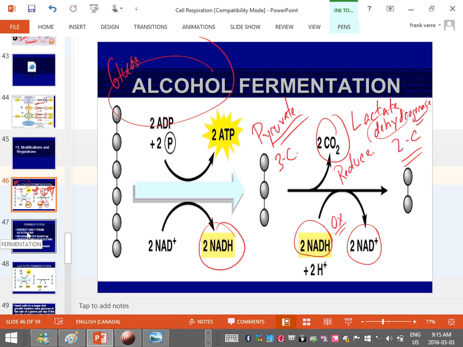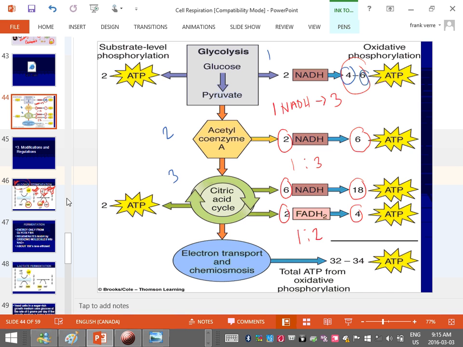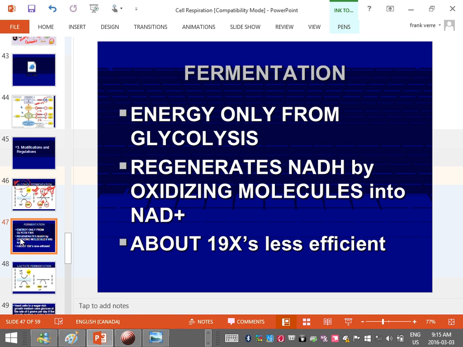Okay, so fermentation is only glycolysis. Okay, you get a lot less energy from it. In fact, if you look at the math, you only gain about 2 ATP. From the rest of respiration, you gain about another 34 to 36. So fermentation gives you about 19 times less energy than all of respiration, okay? So a lot less efficient.